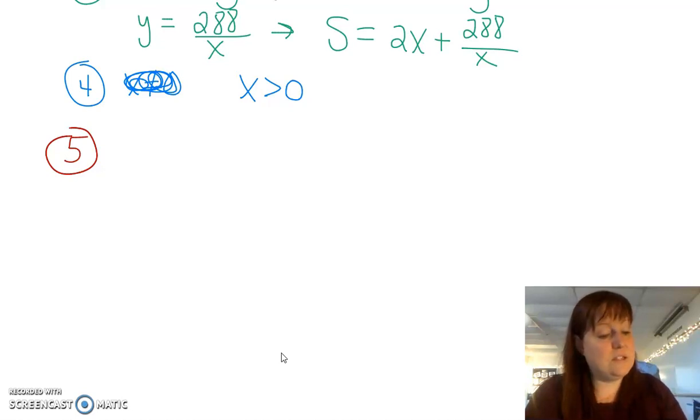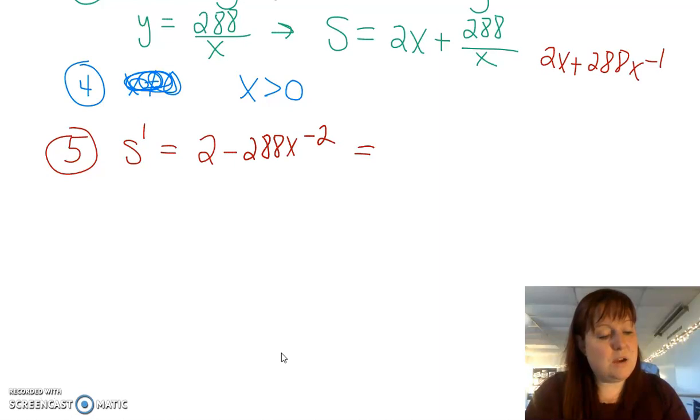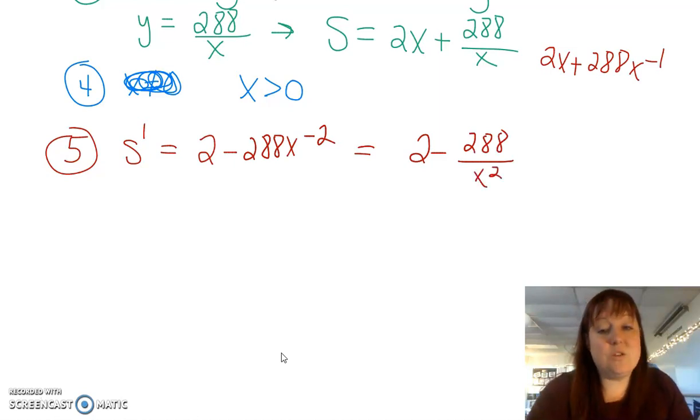So let's derive this. So we get s prime equals 2 plus, now remember that this is really 2x plus 288 times x to the negative 1. So when we derive it, we get minus 288 x to the negative 2. And we can rewrite that. It doesn't really matter at this point, but it might be easier to see. It's 288 over x squared. So that's our derivative, right?